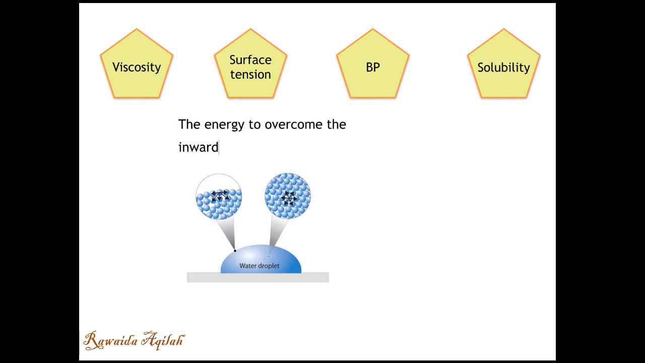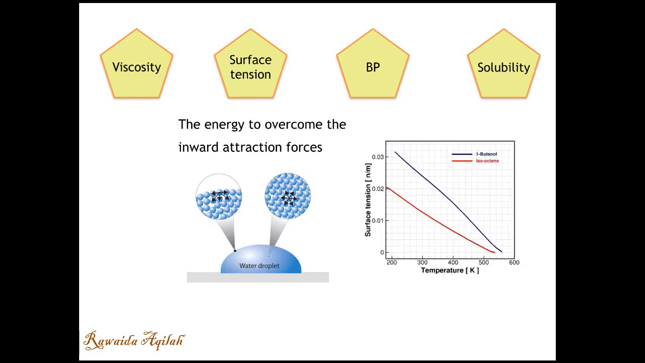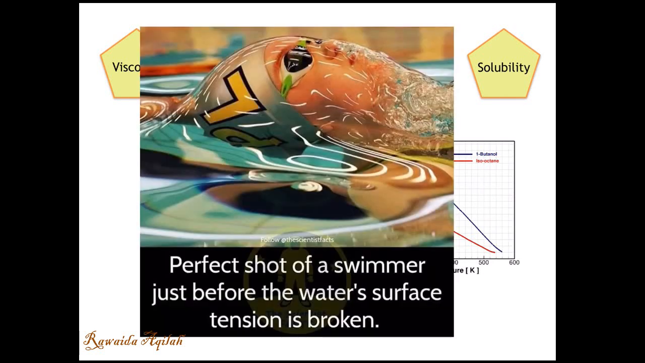Surface tension is the energy needed to overcome the inward attraction force of the surface molecules in the liquid. The stronger the IMF, the higher the energy to break this attraction, hence the higher the surface tension. Look, this perfect shot of the surface tension of water right before the swimmer breaks it.